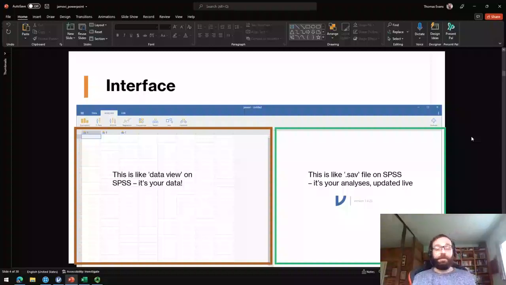On the right-hand side, this is where you will see all your results or outputs. And it's very similar, if anybody uses SPSS already, to a .sav file. So it's, in essence, your outputs. And the value is, you can see both at the same time, and depending on what you want to do, you can move the barrier in the middle, so you see more or less of the data or the analyses. So that's the basics.